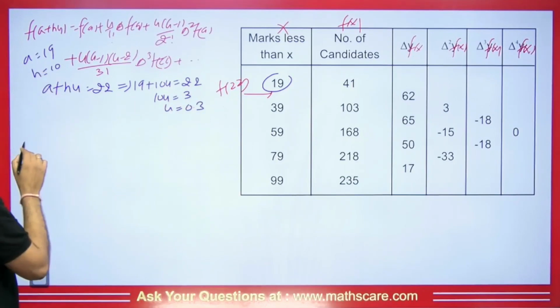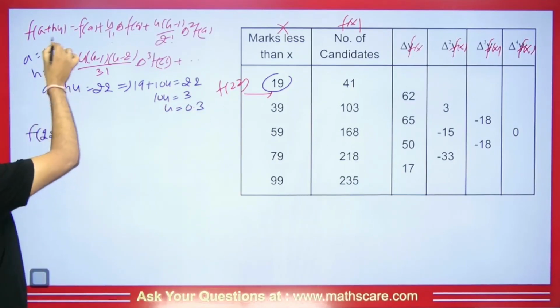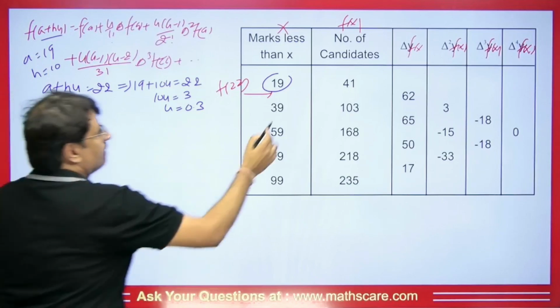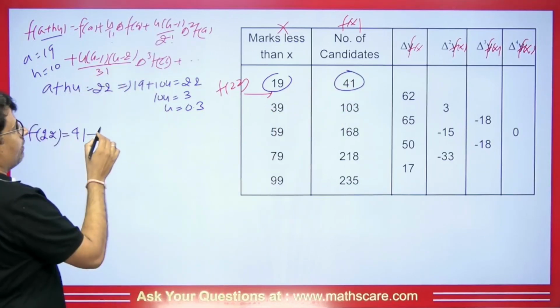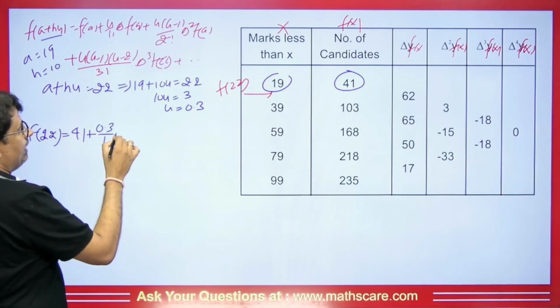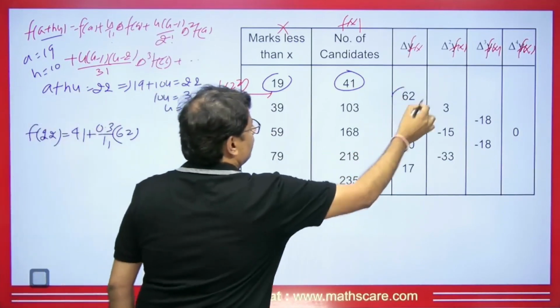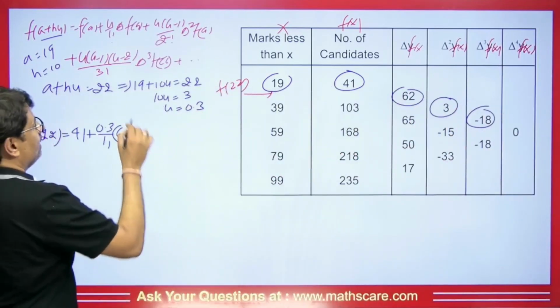Now what are we going to do? We'll put the values in the formula. So f here, we have its value as 22, we'll put 22 in its place, and fa, so the fa which we have will be 41. Plus, students, here we have 0.3 upon 1 factorial, and this value will be 62. We will keep this here. As we go ahead, it's 0, so it doesn't make any sense.